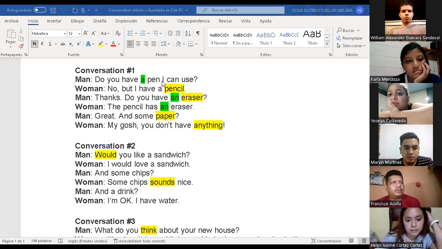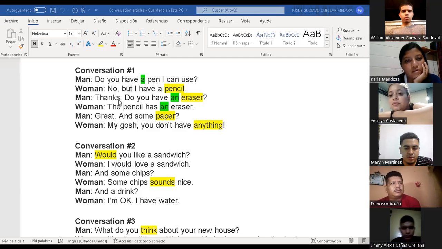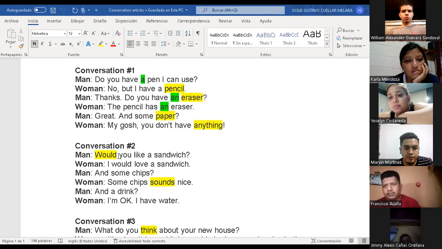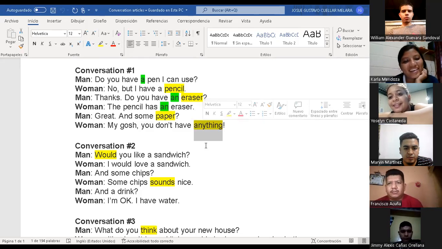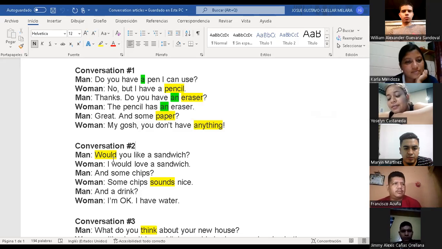Le dice, ¿tienes un lapicero que puedas usar? No, pero tengo un lápiz. Gracias. ¿Tienes un borrador? Y le dice, el lápiz tiene un borrador. Genial. Y algo de papel. Y luego le dice, my gosh. Cuando decimos my gosh, significa, oh, mi Dios, oh, Dios santo. You don't have anything. No tienes nada, le dice. Anything, anything. Y la conversación 2 sería, would you like a sandwich? I would love a sandwich. And some chips? Some chips sounds nice. And a drink? I'm okay. I have water. Fácil, ¿verdad?